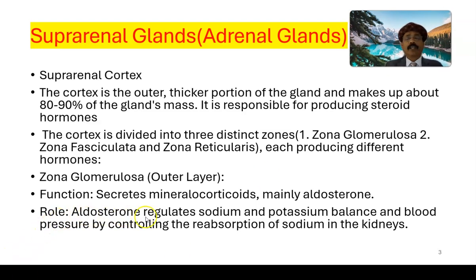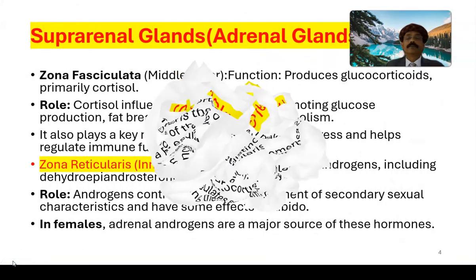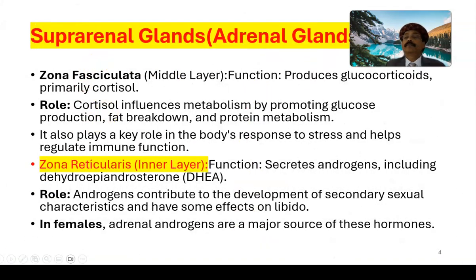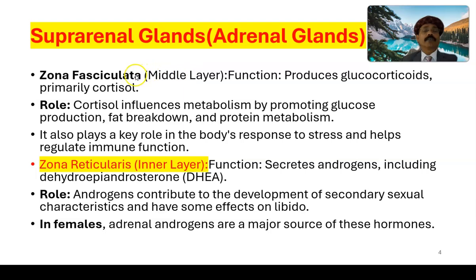Role of aldosterone: aldosterone regulates sodium and potassium balance and blood pressure by controlling the reabsorption of sodium in the kidneys. Suprarenal gland, second layer of the cortex, the middle layer: its function is to produce glucocorticoid, primarily cortisol. Role: cortisol influences metabolism by promoting glucose production, fat breakdown, and protein metabolism. It also plays a key role in the body's response to stress and helps regulate immune function.